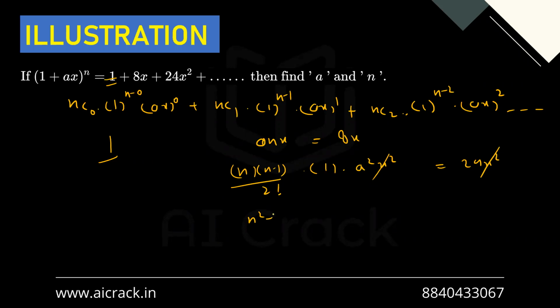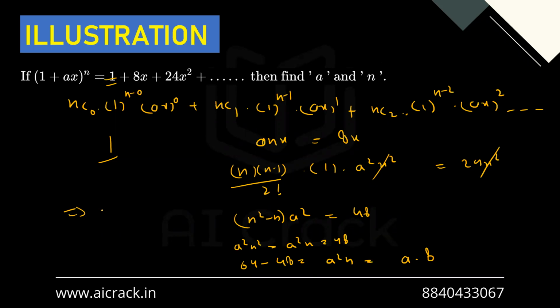So we'll be getting (n² - n) multiplied by a² equals 48. So a²n² - a²n equals 48. So an was 8 over here. So basically a²n² would be 64. So 64 - 48 equals a²n. That is a dot an. An again is 8, we'll be writing that as a dot 8, right? So this would become a dot 8 equals 16. So a equals 2 from here. And if a equals 2, then n would be 4, right?